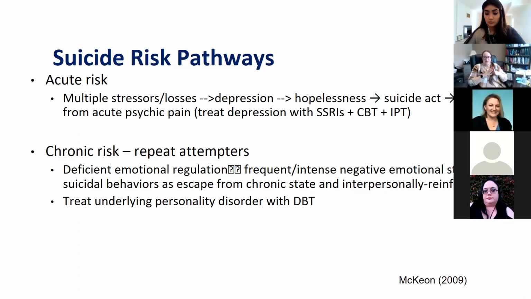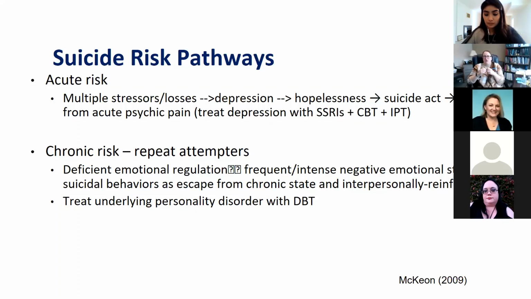That's a different pathway, and a different treatment option, for individuals that are chronic risk repeat attempters. Initially what comes to my mind is people with personality disorders. For those individuals, the suicide risk is that they struggle with emotion regulation. They have frequent, intense, negative emotional states. They lack the skills in emotion regulation, which leads to frequent and intense negative emotional states, which then leads to suicidal behaviors. But the reason it leads to suicidal acts is to escape the chronic state of pain that they're in, or because it is interpersonally reinforced. Every time I attempt suicide, I end up in the hospital, people pay attention to me, my family starts coming around to check on me, and it gets reinforced interpersonally.